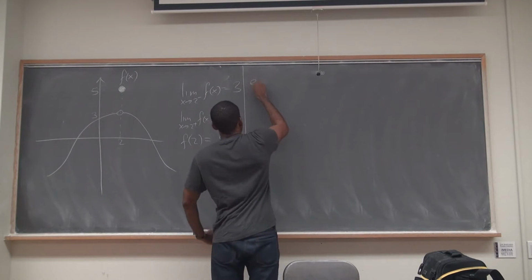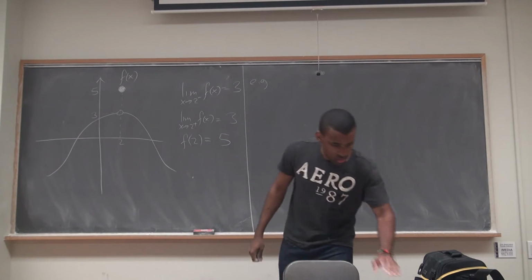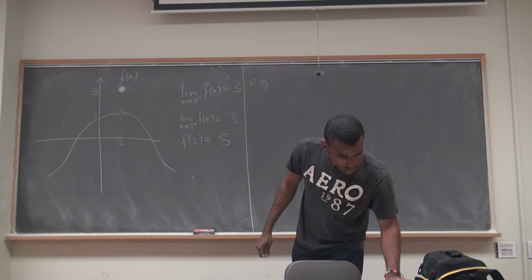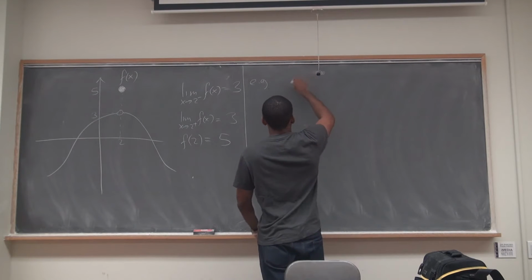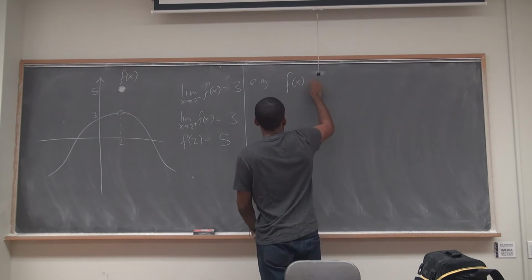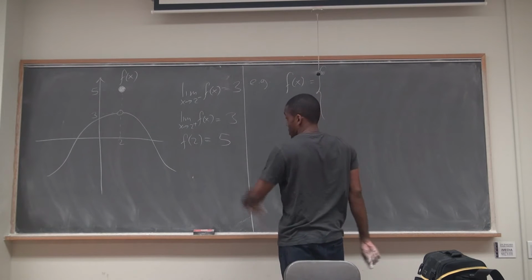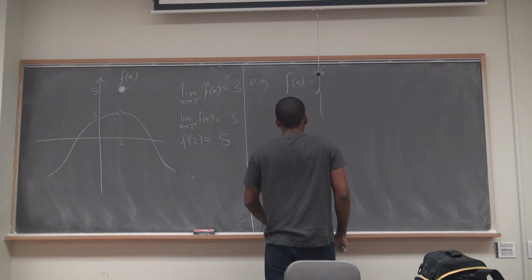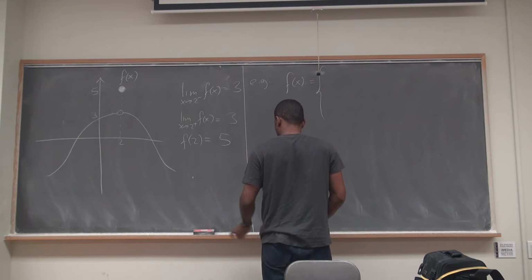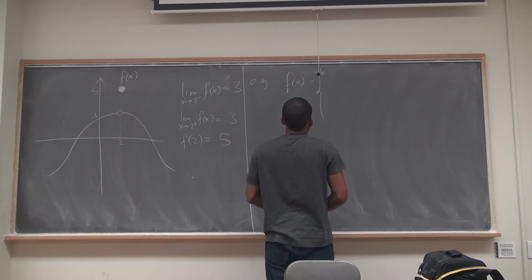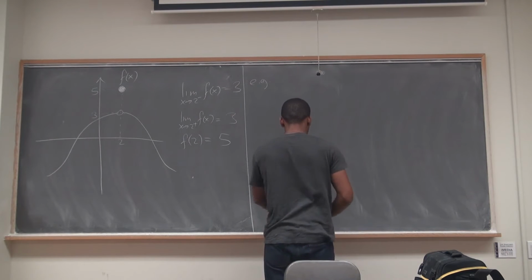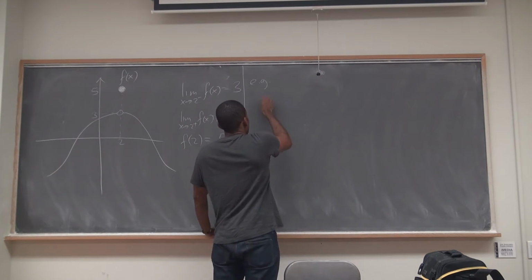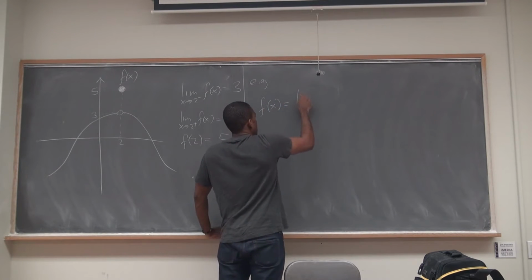Let's look at another example. Let's make it a piecewise function, even though we've been doing this already. In fact, let's be a little trickier. So let f of x equal the absolute value of x divided by x.